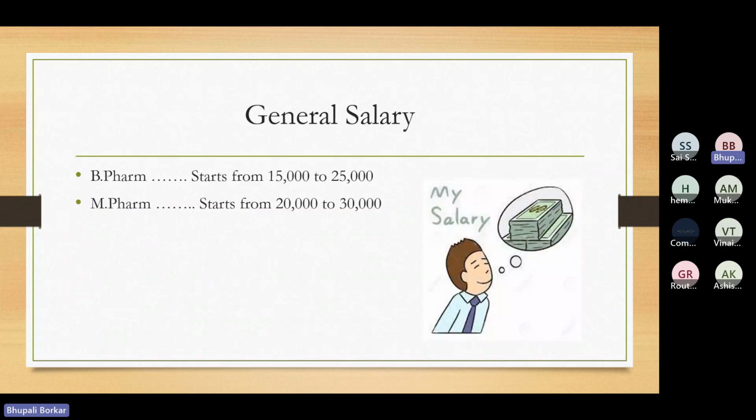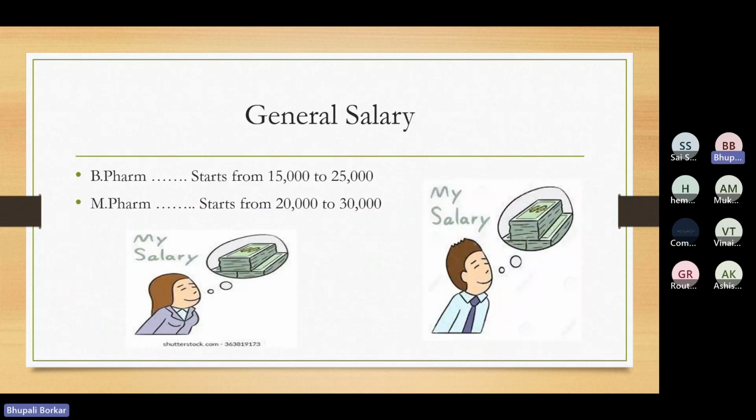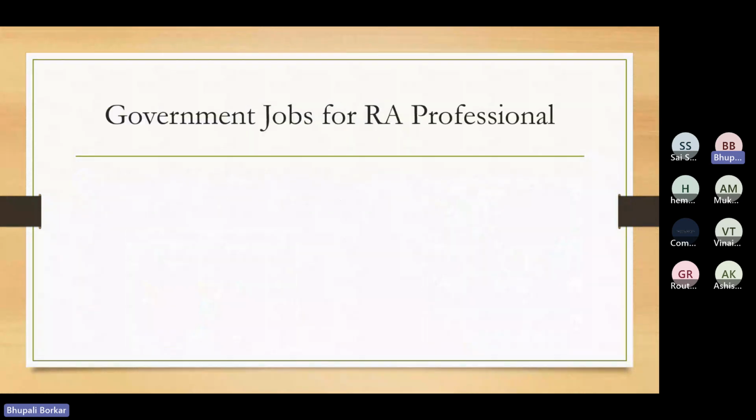Then the general salary, don't mark my words, these are just general salaries. For a starting trainee, you can get as a B Pharm 15,000 to 25,000. Same with MSc, BSc. And if you are M Pharm, you get 20,000 to 30,000. This is just a general salary, which will obviously differ from company to company policies. This is just a general idea, and this is basically for the trainee or the fresher who joins the company. Okay, so this is all about the pharmaceutical company.